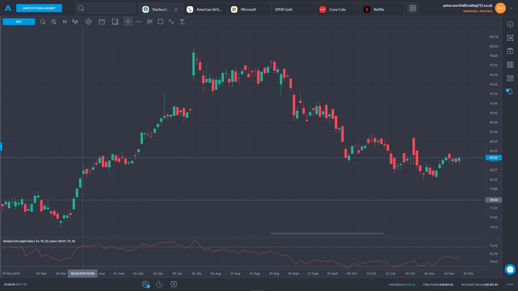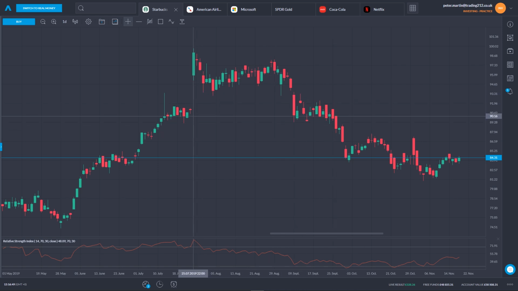So we can see from June through to late July that Starbucks was rising in price. It was in an upwards trend. And that uptrend topped out here in late July, and then the price action was flat for a few weeks, and then the market reversed.